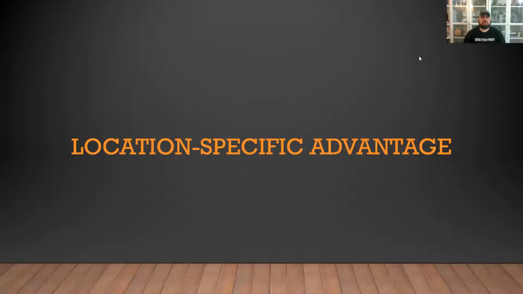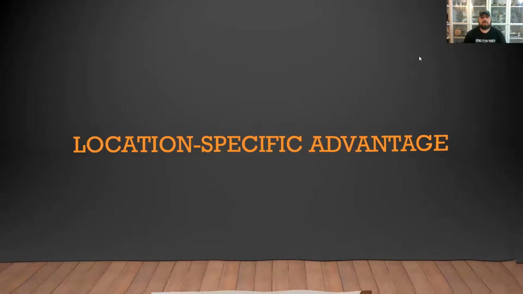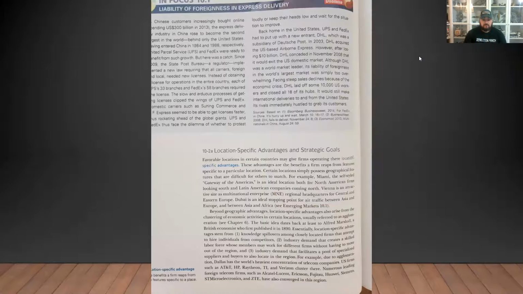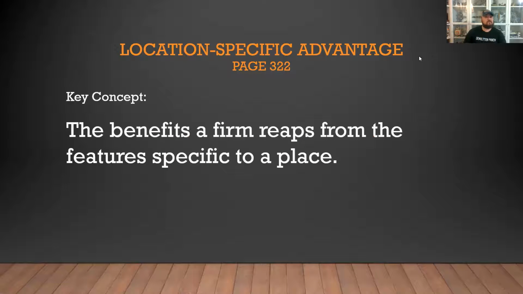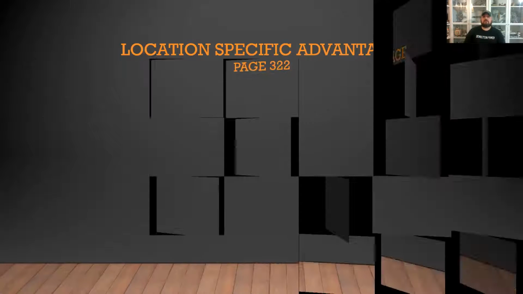Chapter 10, we're going to talk about location-specific advantage. Now this is going to be found here on page 322. Right here, it takes up most of the bottom. Location-specific advantage is pretty simple. It is just the benefits a firm reaps from the features specific to a place. Now these features aren't necessarily just geographic in nature.